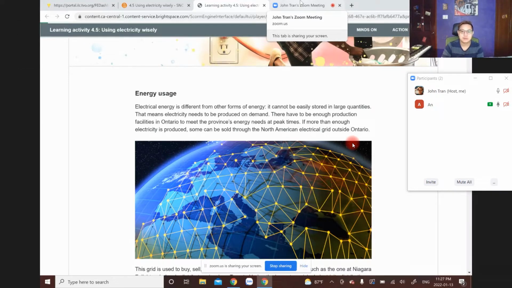Electrical energy is different from other forms of energy. It cannot be easily stored in large quantities. That means electricity needs to be produced on demand. There have to be enough production facilities and material to meet the province's energy need at peak time. If more than enough electricity is produced, some can be sold through the North American electrical grid outside Ontario.